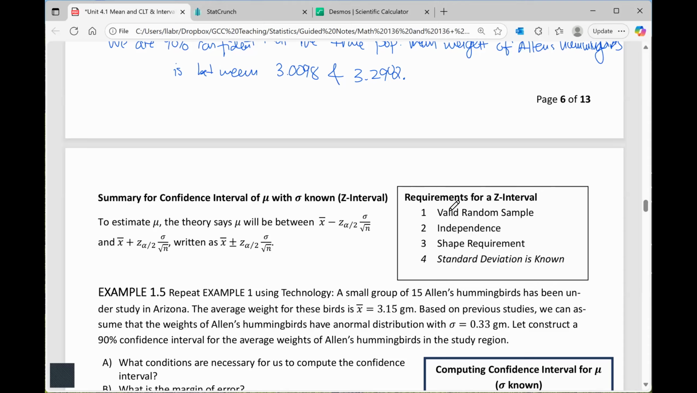Here are the technical requirements. We already mentioned some of them. That was the simple random sample and our shape requirement, which was that X had to be normal. We didn't really mention independence, but that has to do with probability, so we'll keep seeing that in a moment. And also the standard deviation has to be known, so sigma has to be given. The theory that we developed basically says that creating this interval, these two values, will give you what you need.